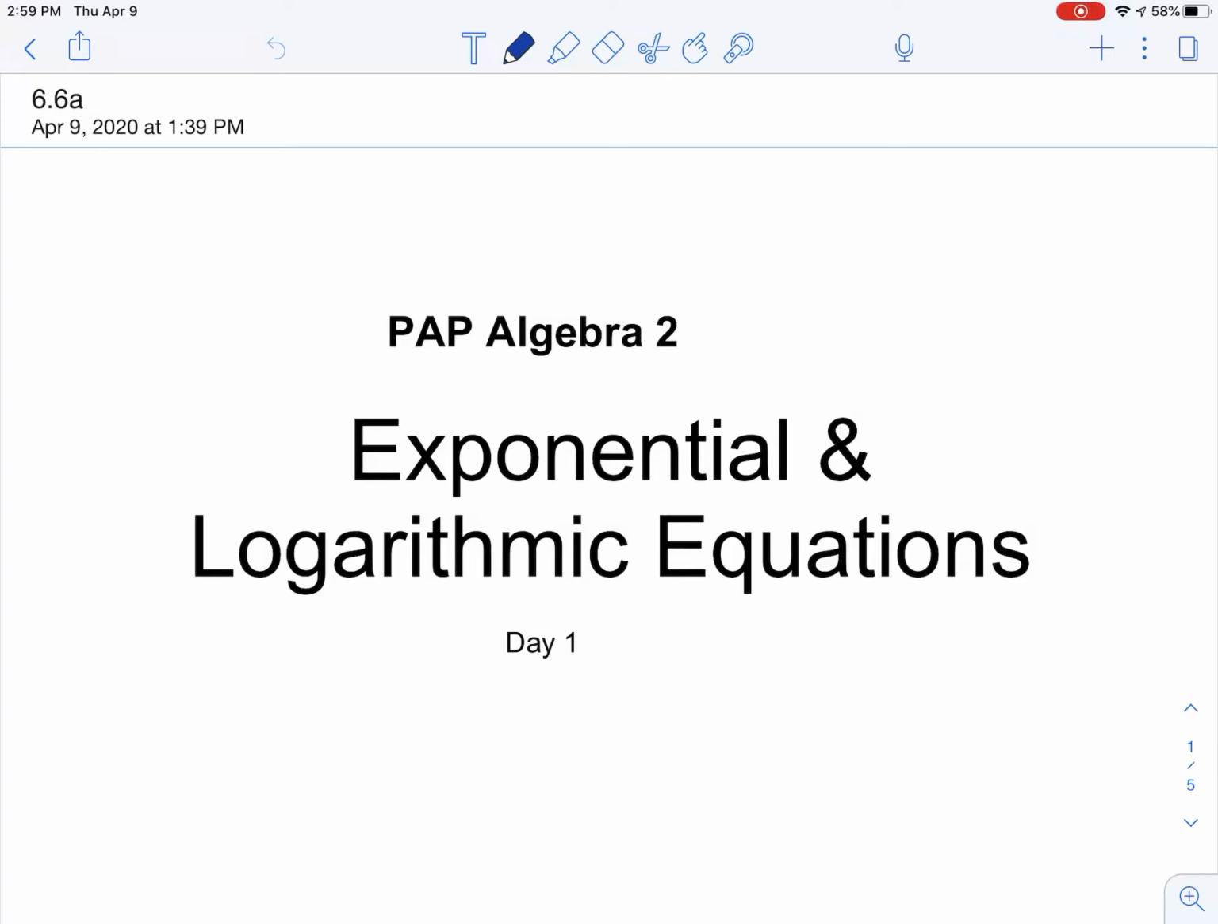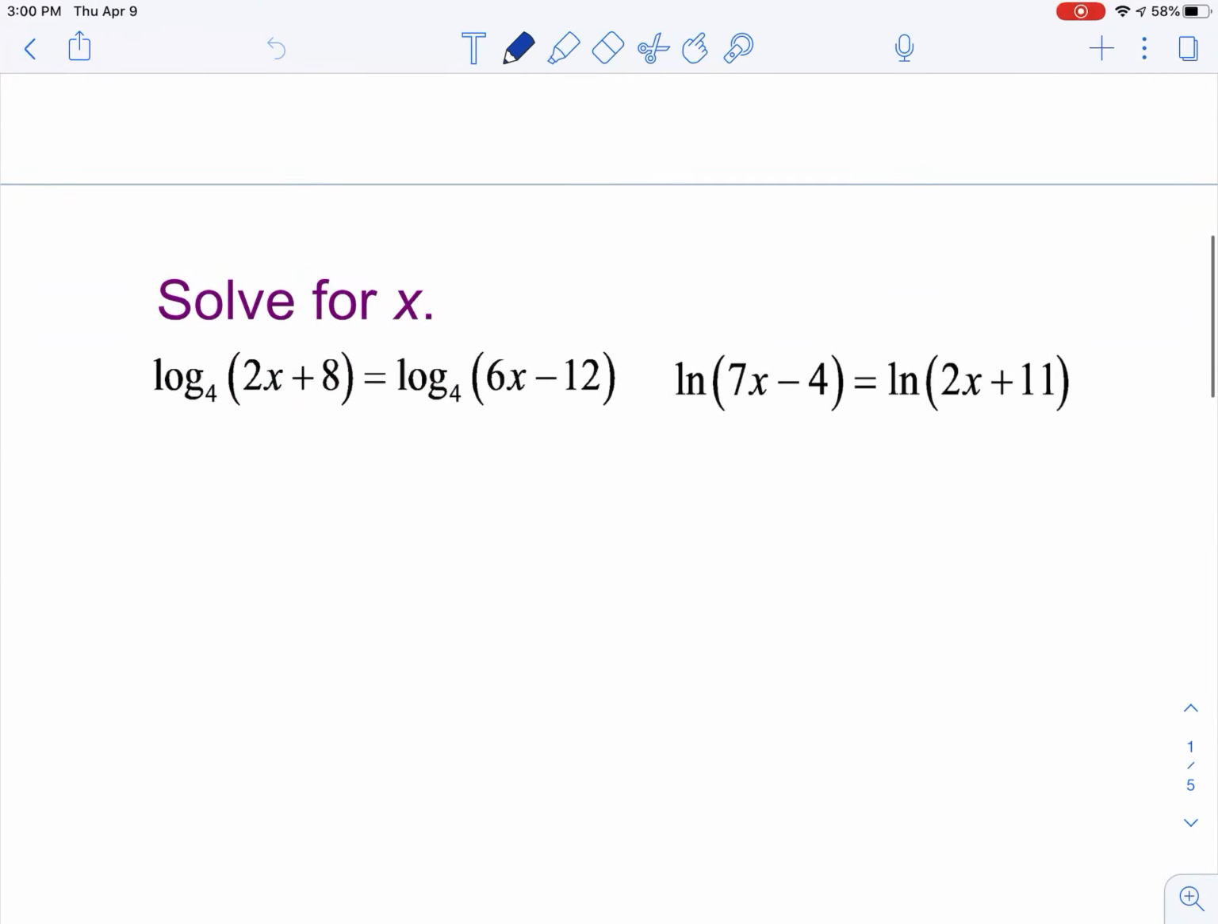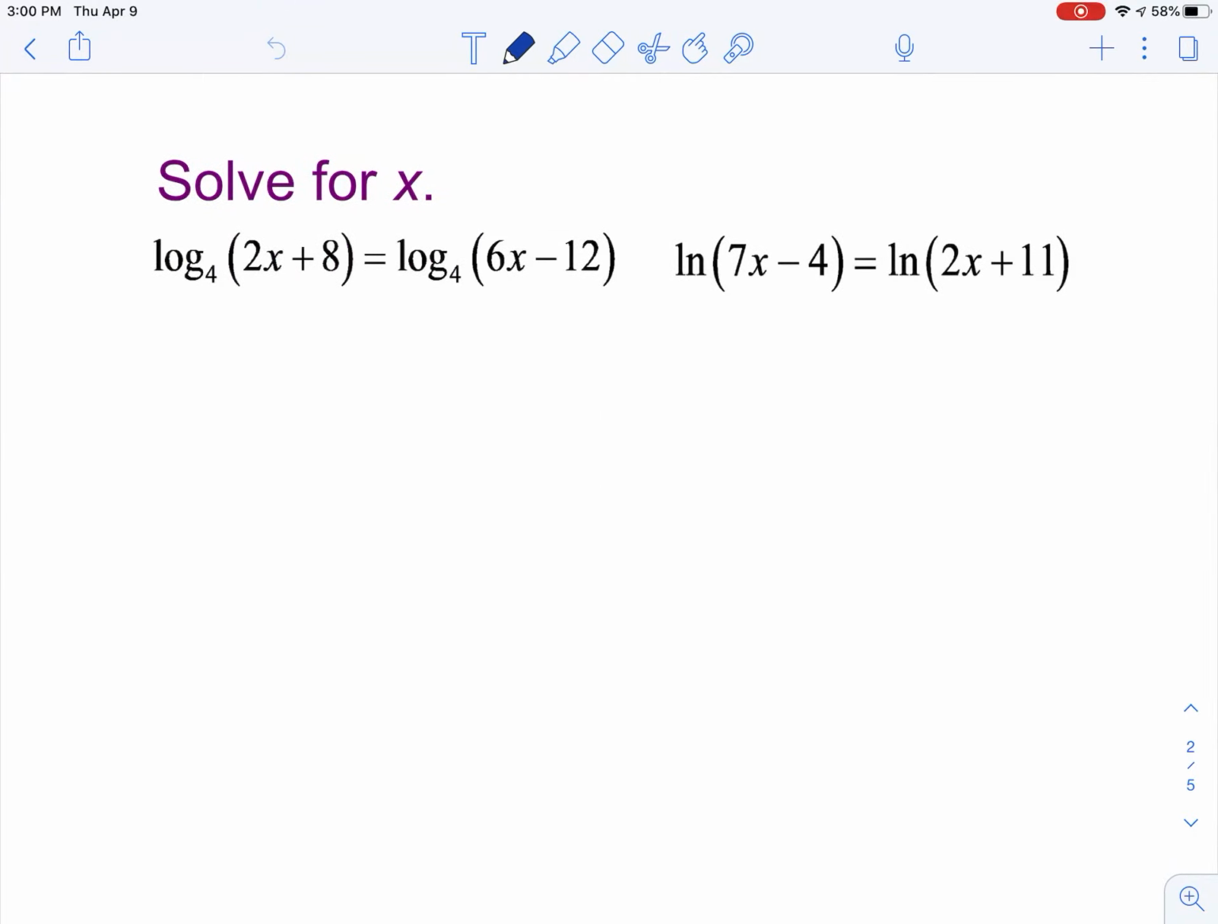All right, we are back on Wednesday, April 22nd, and today we're going to start solving exponential and logarithmic equations. So here's our first set that we're going to solve. One thing that you need to make sure is you are checking for extraneous solutions. You always need to check log equations for extraneous solutions. So we will be doing that.